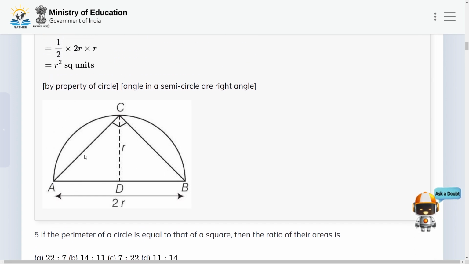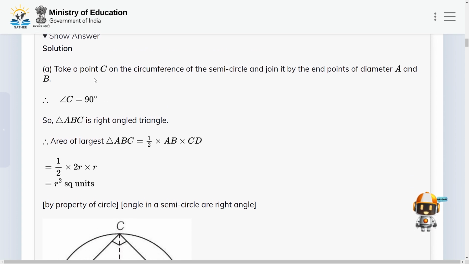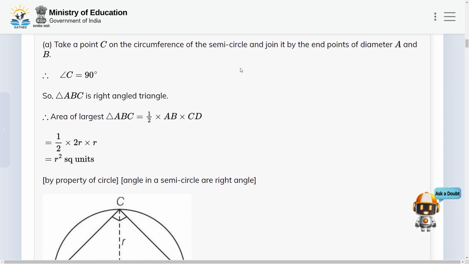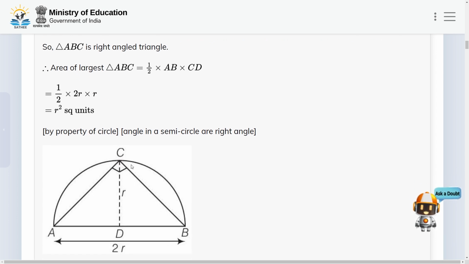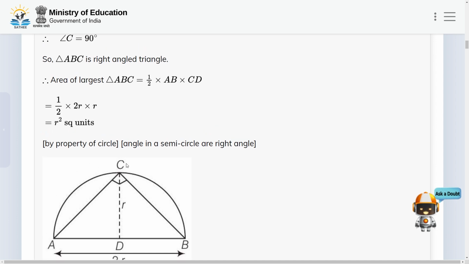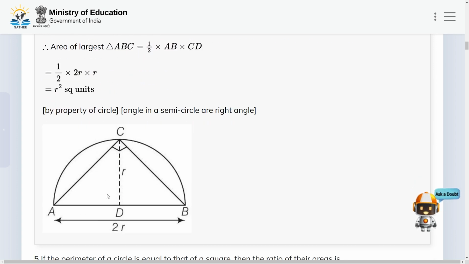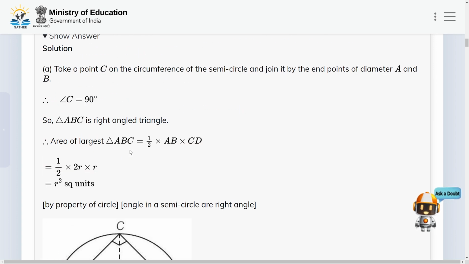Triangle. From this figure, take a point C on the circumference of the semicircle and join it to the endpoints of the diameter, A and B. Here angle C is 90 degrees. So triangle ABC is a right-angled triangle.